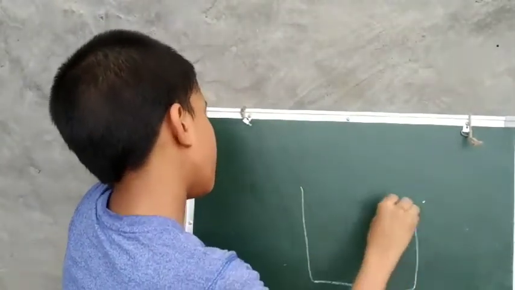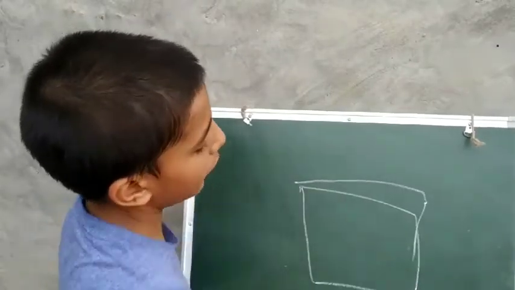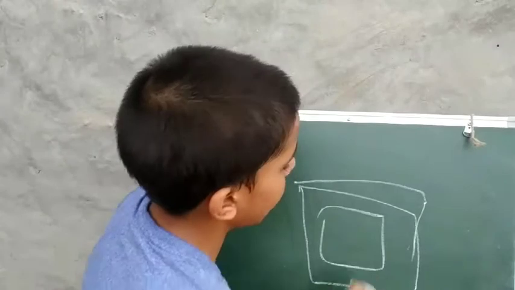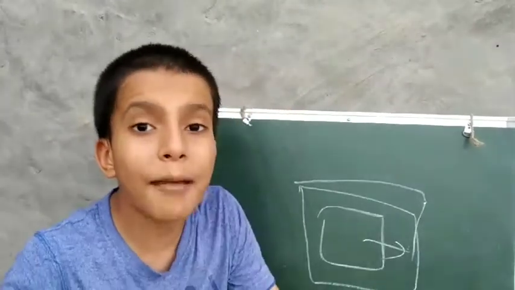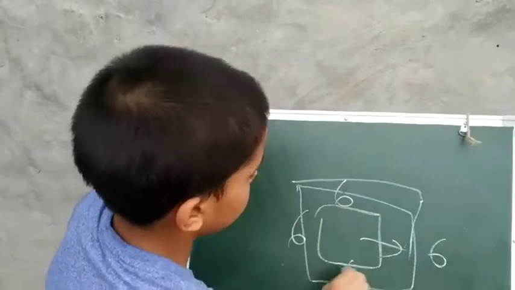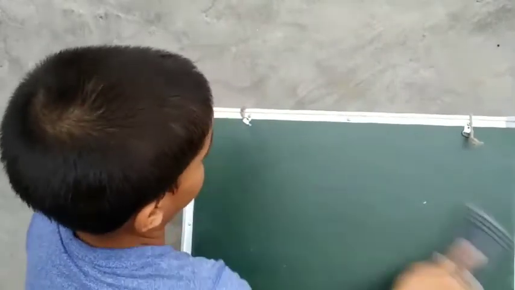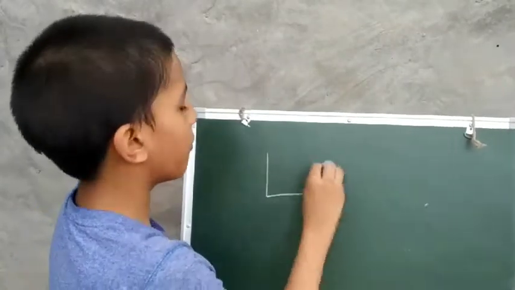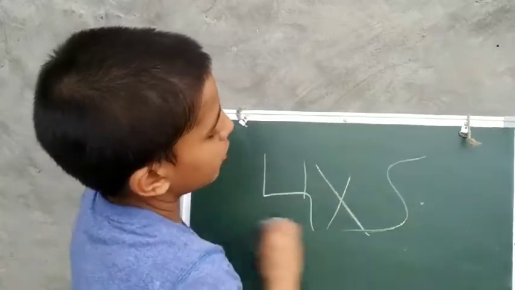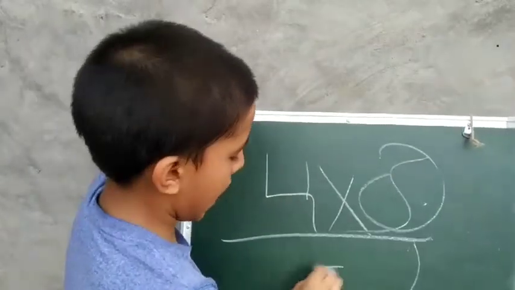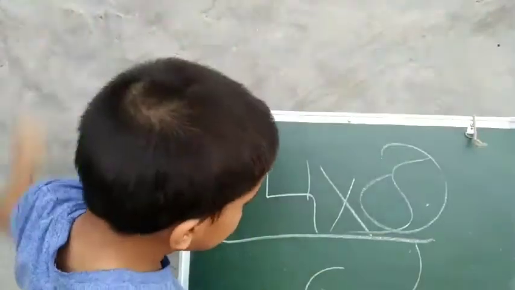Let's move on to our square. You know that the length of each side of the square is the same. If it is 6, it is 6, it is 6, it is 6. So how do you find the perimeter of this square? It is too difficult? No, it's not too difficult. It is 4 multiplied by s, where s denotes the side.